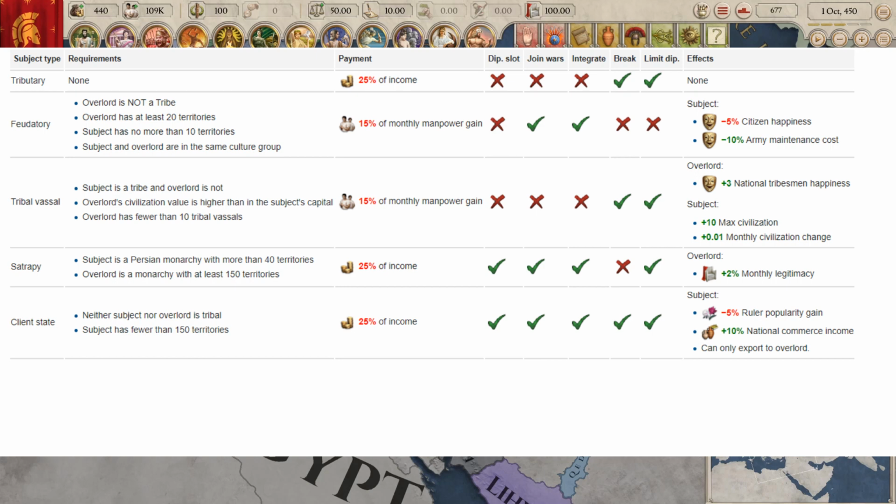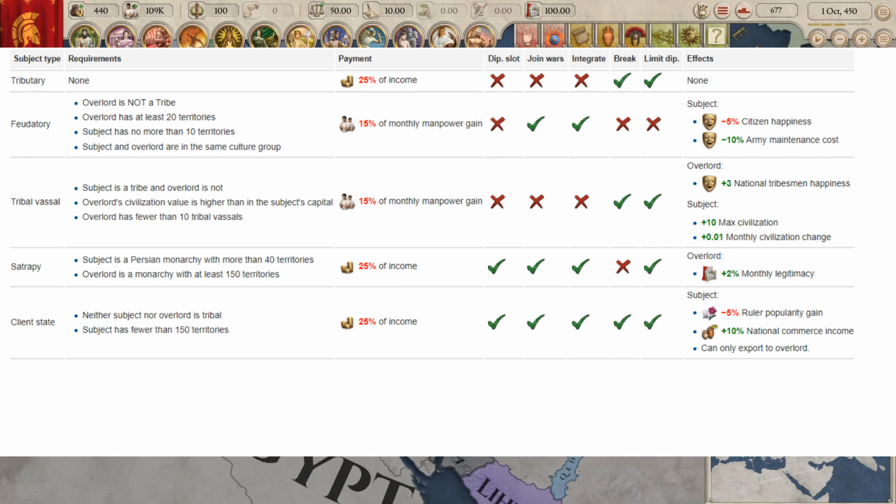Satrapies provide you with 25% of their monthly income, and considering that a satrapy must have at least 40 territories, they will provide you with a shed load of cash. They also give you a handy +2% increase to your monthly legitimacy. Satrapies do cost a diplomatic relations slot, but they do join your wars and can be integrated into the realm. However, they are limited diplomacy-wise and they cannot break the union.